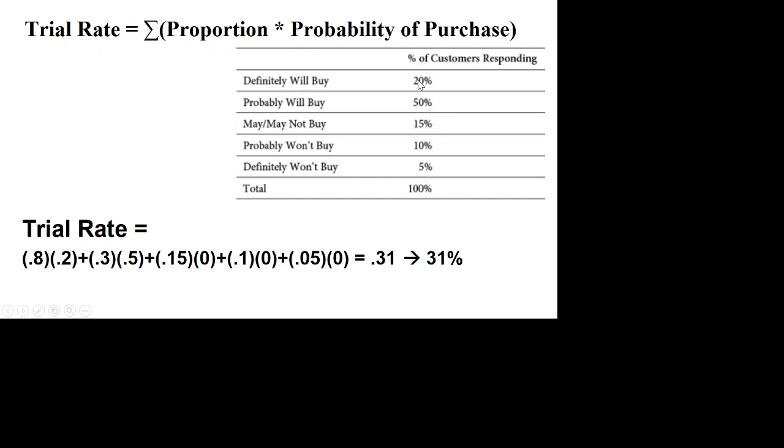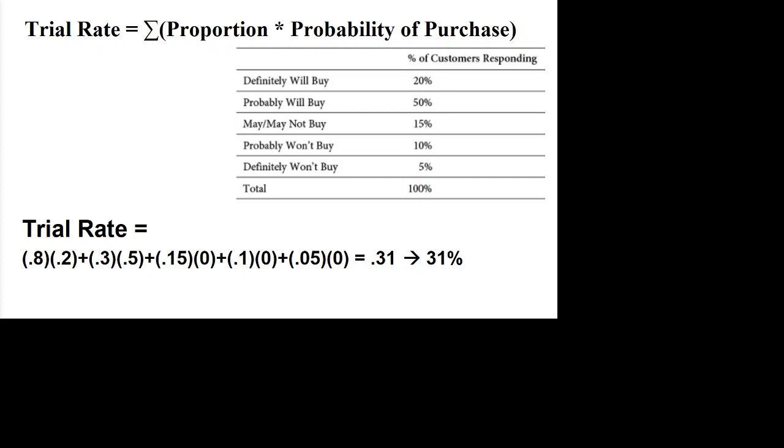Again, percentage response, that is proportion. Probability of purchase is going to be the 80% of all those who say we definitely will buy actually will. So just multiply those two numbers together for each group, add them all together, and you get your trial rate. Okay, and again, the reason you do that is to adjust for the fact that lots of people who say they're going to do one thing end up not doing it.